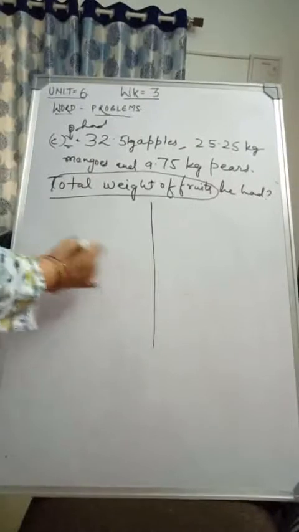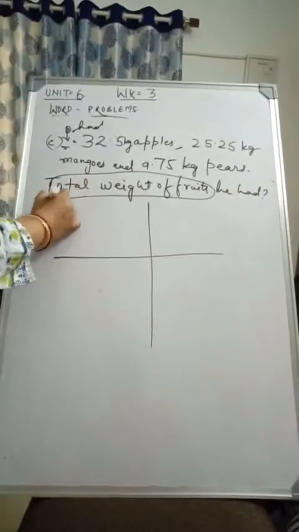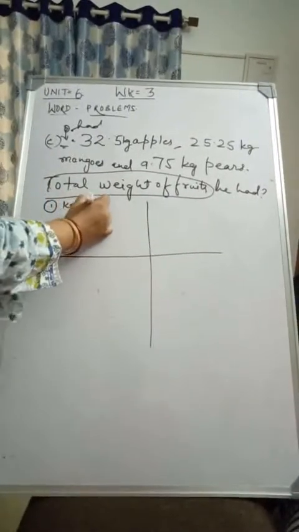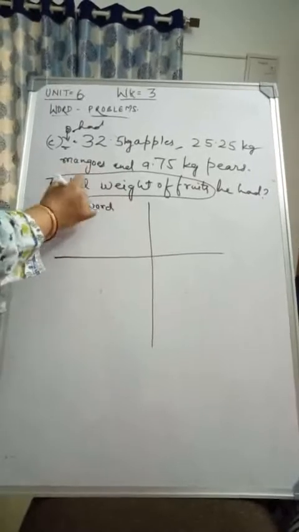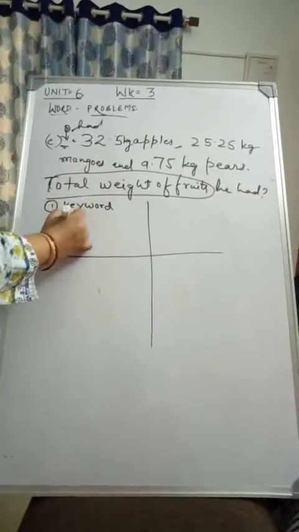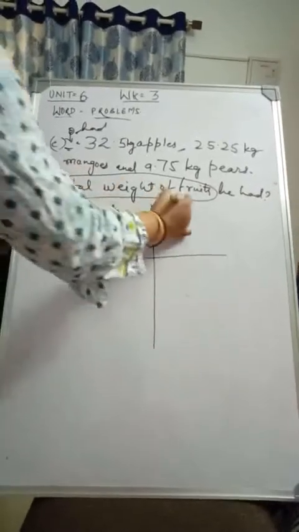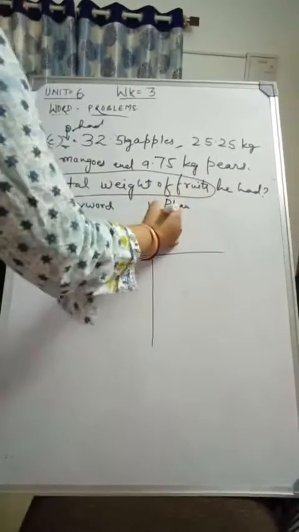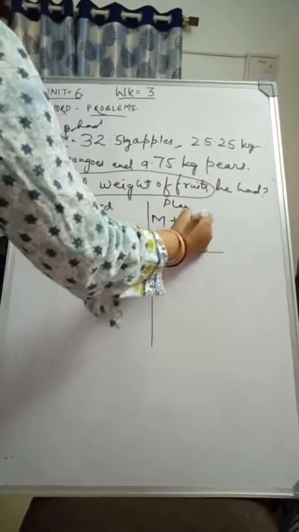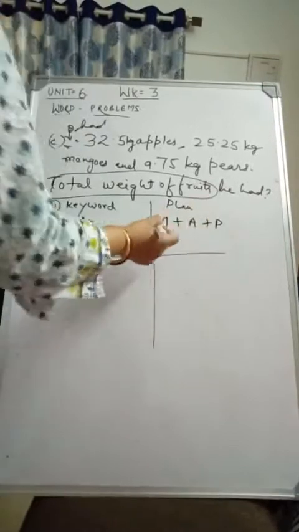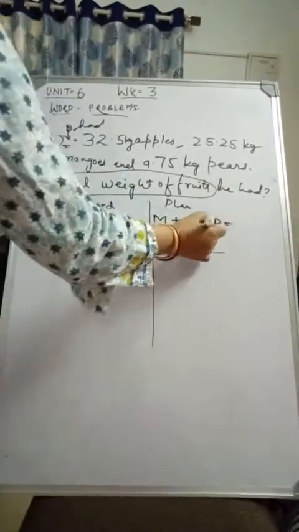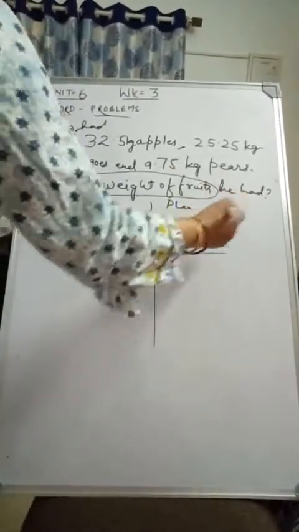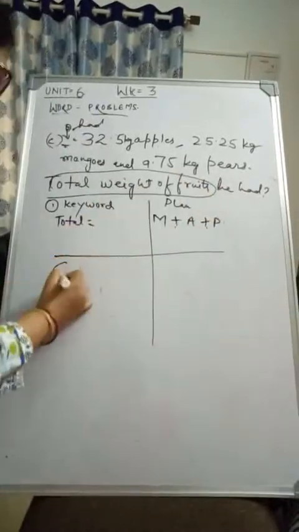So firstly make the planning. First is keywords. What is the keyword here? Total. So what planning will you do? Mango plus apple plus pears. The meaning of total is plus, adding. They are continuously adding. So how will you solve it?